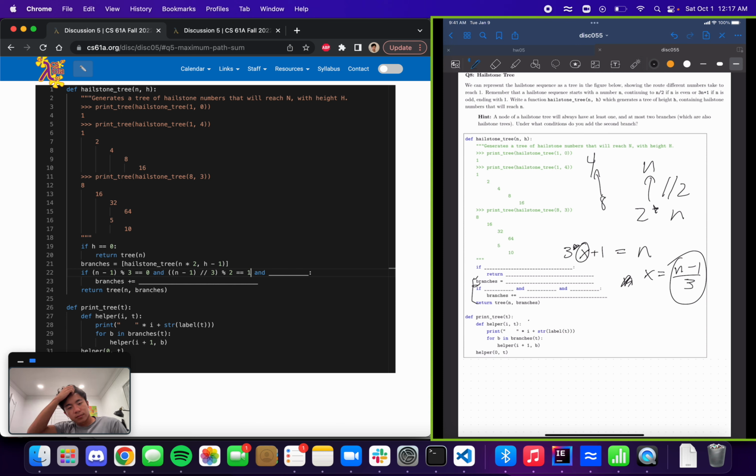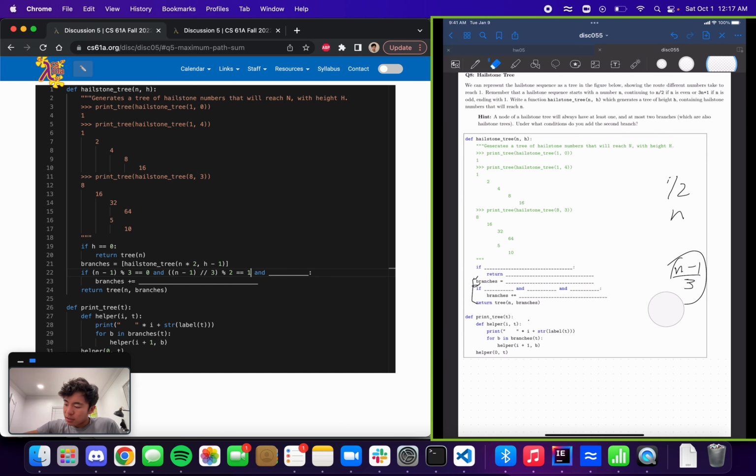And then, shoot. I'm actually not sure what the last condition you want to check is. Let me think about this real quick. Oh, okay.